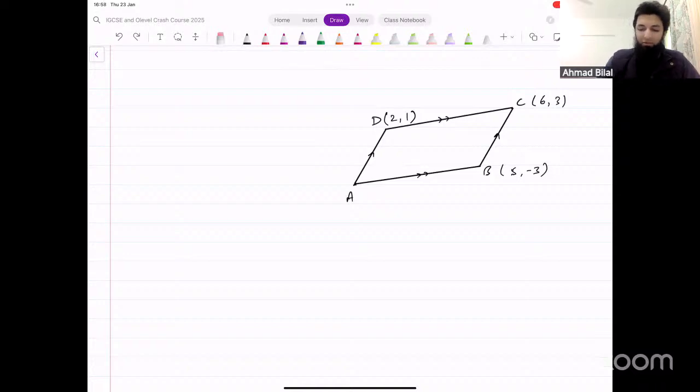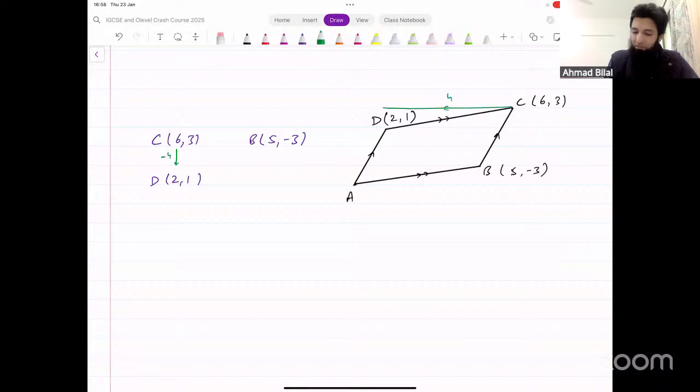So I can think of it like this. Okay, I know the point C. The point C is 6, 3. I know the point D, that is 2, 1. I know the point B, that is 5 and -3. Now, how do you go from C to D? What do you have to do for that? In order to go from C to D, you have to go 4 units to the left, right? That's -4.